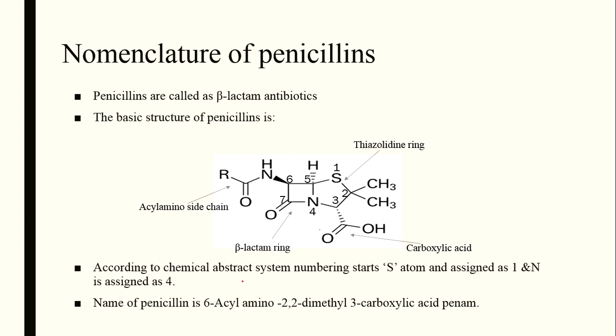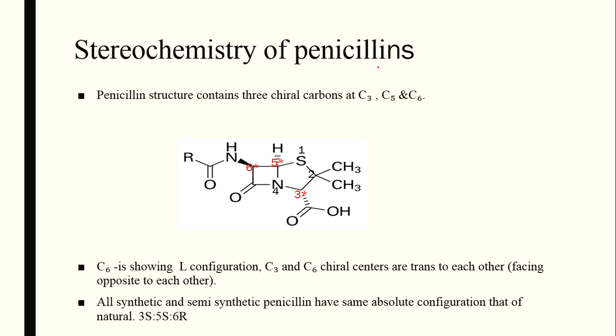Next, according to the Chemical Abstracts system, numbering starts from the sulfur atom, assigned as 1. Nitrogen is assigned as number 4. The name of penicillin according to the IUPAC system of nomenclature is 6-acylamino, 2,2-dimethyl, 3-carboxylic acid, penam. The thiazolidine ring and beta-lactam ring fused together, that structure is considered as penam. So this is penam. We'll see the stereochemistry of penicillins.